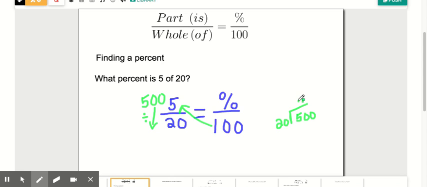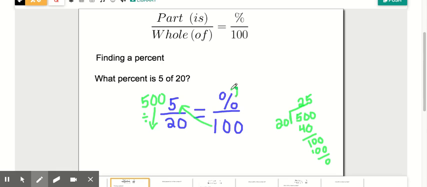20 goes into 50 two times. 2 times 20 is 40. I subtract, I get 10. Bring down my 0, I get 100. 20 goes into 100 5 times, and I will end up with a 0 for my remainder. So I don't have to do anything else.